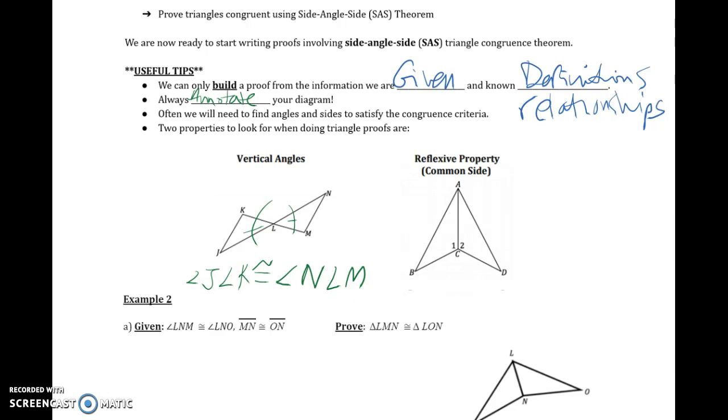Another thing to look for is a shared or common side due to reflexive property, so AC is congruent to AC. Again, reflexive property can refer to angles or to sides. So if you see a shared angle in two triangles, you can use reflexive property for that as well.